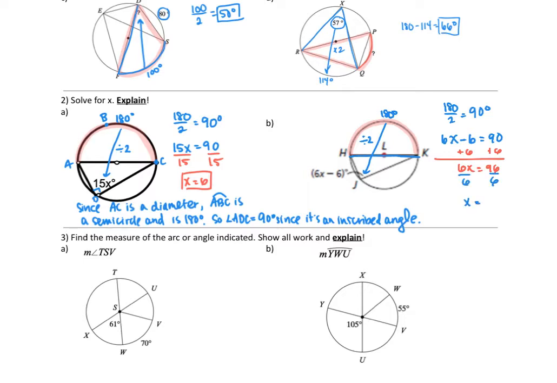X is 16. So I'm not going to explain this one again because it's basically the same explanation here except different letters. So HK is the diameter, and then you might want to add a point here. We'll call this point M. So that means that HMK is a semicircle, is 180 degrees, and then we divide by 2 since it's an inscribed angle.